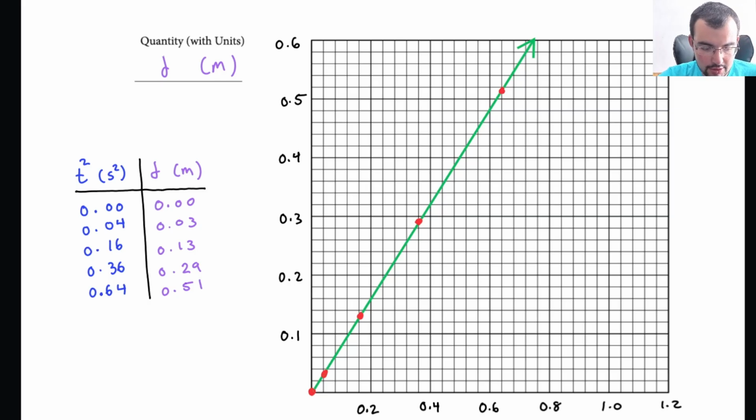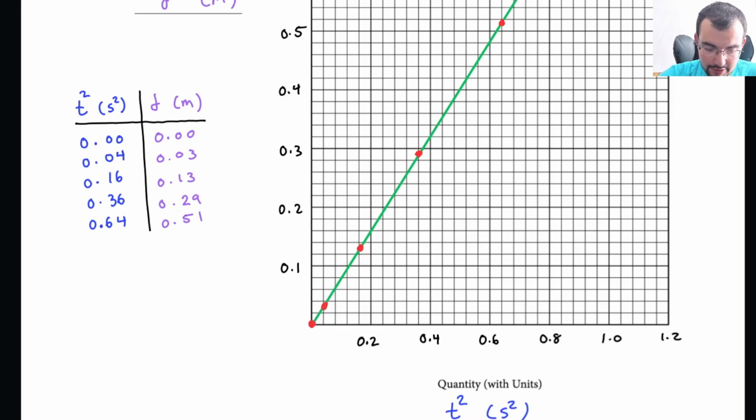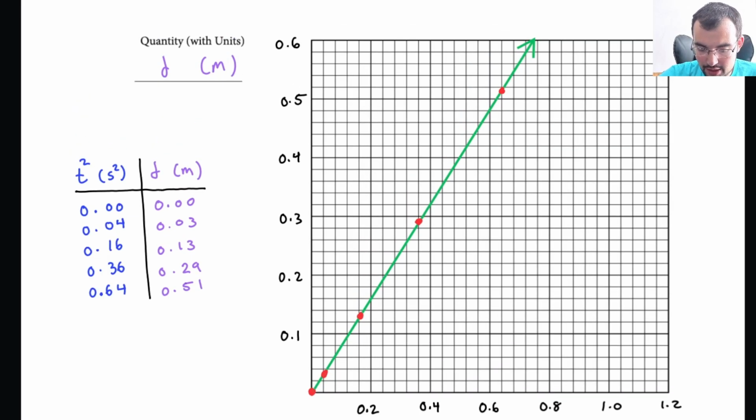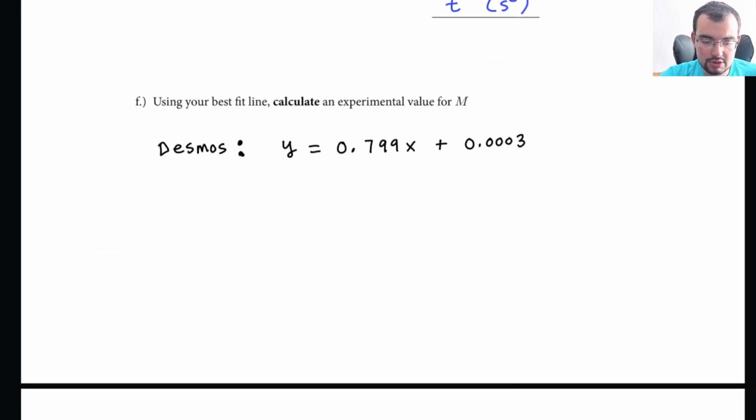Again, very linear. Notice I squared all of my t's. I put those on the x-axis, and I plotted the regular d variable, best fit line, nice and linear, and then I Desmosed it just to get the slope. So we wanted m. So from the previous part, we identified our slope as being equal to F net divided by 2m.